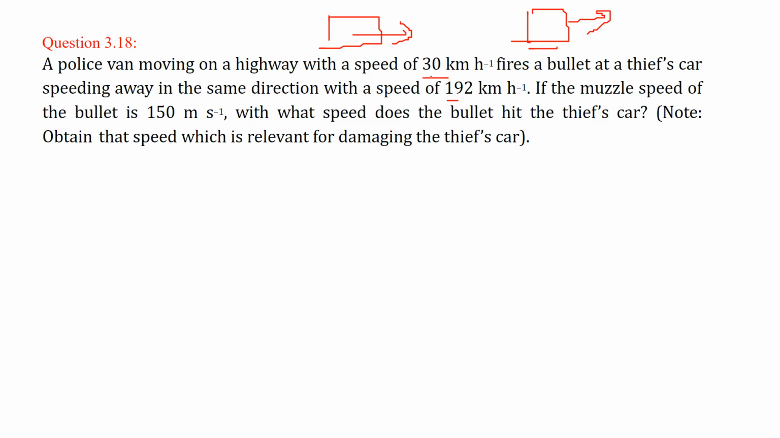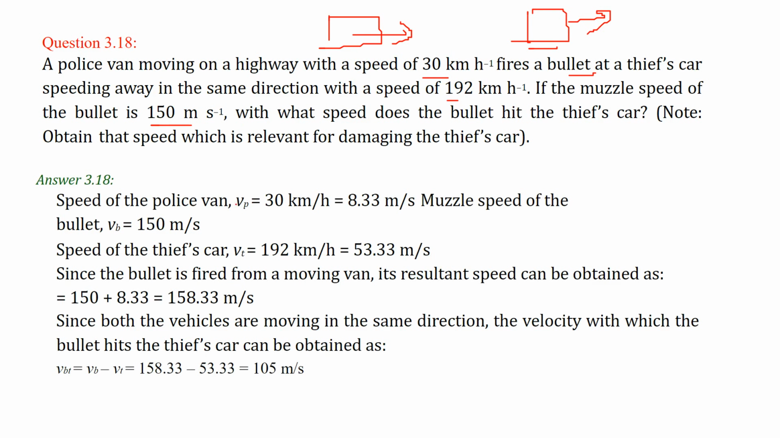And the police van is very, very slow. But the muzzle speed of the bullet is very fast, 150 meters per second. So with what speed does the bullet hit the thief's car? The answer lies in relative velocity. The speed of the police van, 30 km per hour, multiplied by 5/18 to get meters per second. The muzzle speed, we take it as Vb, that is 150 meters per second.